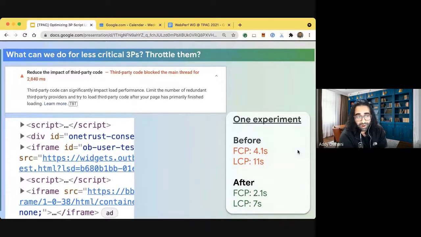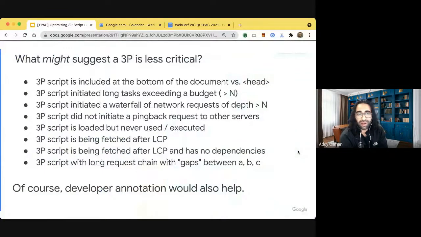So there are a few potential ideas. I'll take questions very soon, but there are a few potential ideas here for how one could go about identifying what is less critical. Is the third-party script included at the bottom of the document versus the head? Has it initiated long tasks that exceed a certain budget? Is it loaded but never used? Is it fetched after LCP? Does it have a long request chain with gaps between different requests that are being made? There are a lot of potential signals that somebody could use.